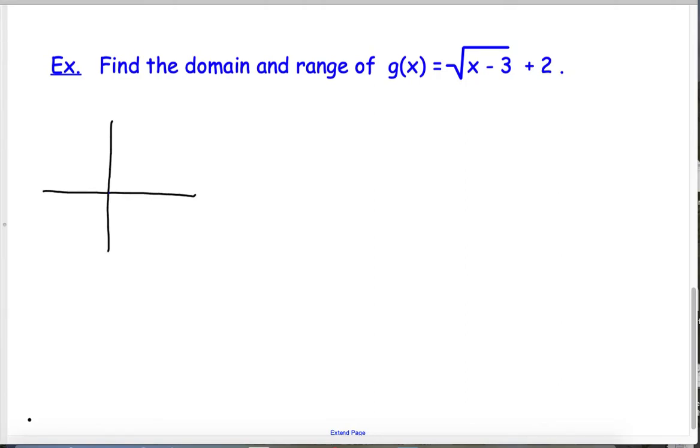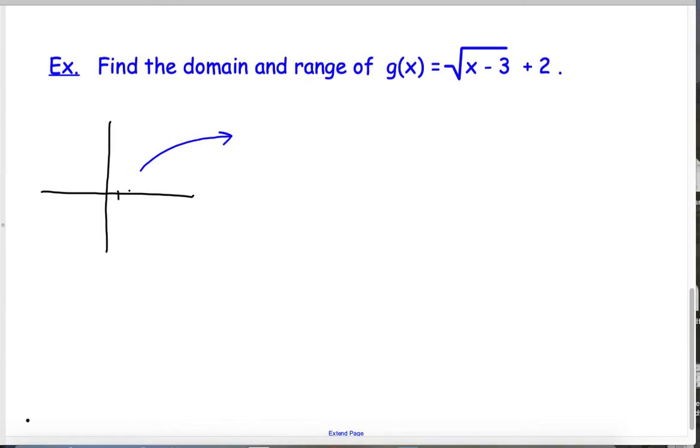So here's your square root of x graph. Now, what happens with the -3 inside there with the x? Well, that shifts it 3 in the opposite direction, so 3 to the right. It's going to move 3 to the right, and then the +2 outside of it is going to shift it up 2. And so there's our graph. It had shifted 3 to the right and 2 up. So now we know that it starts there and goes on.